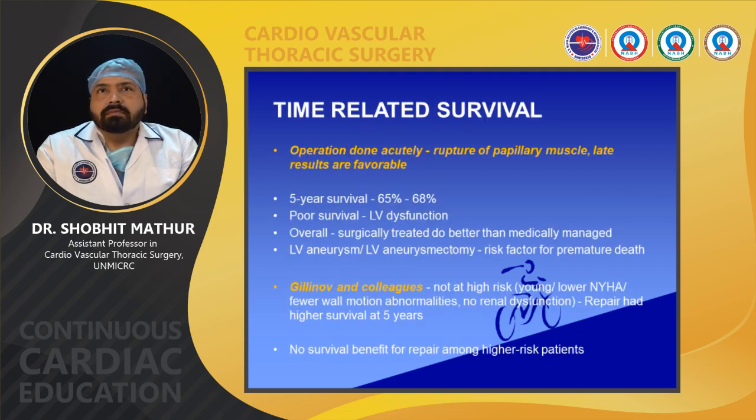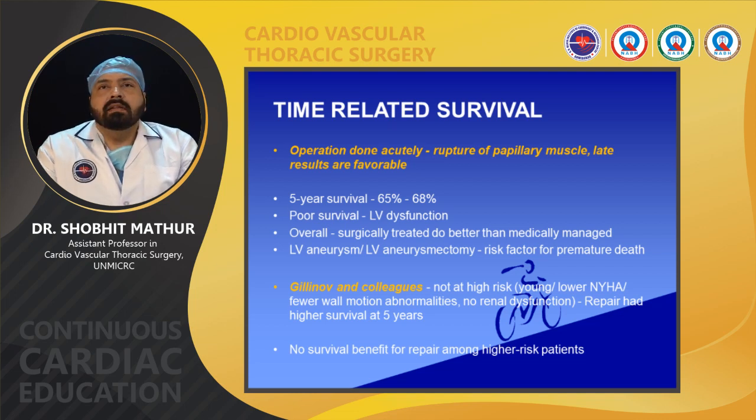Operation done acutely due to rupture of papillary muscle, the late results are favorable. Here we are talking about the time-related survival, not the early hospital deaths. So with early surgery in cases of acute rupture of papillary muscles, the long-term results are favorable. The 5-year survival is 65% to 68%. Poor survival has been noticed in cases of LV dysfunction. Overall, the cases that are treated surgically do better than the cases that are managed medically. If resection of LV aneurysm has been done, then this is a risk factor for premature death.